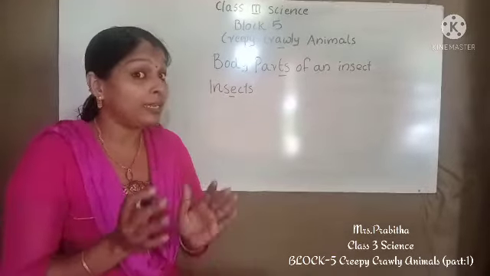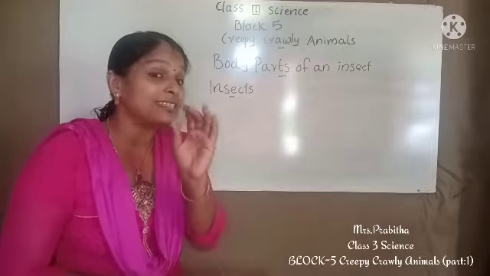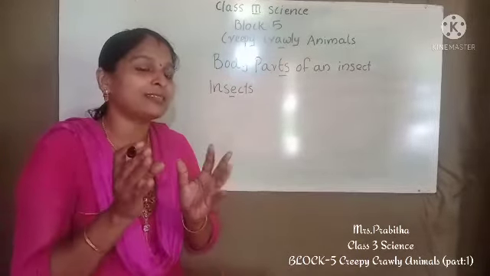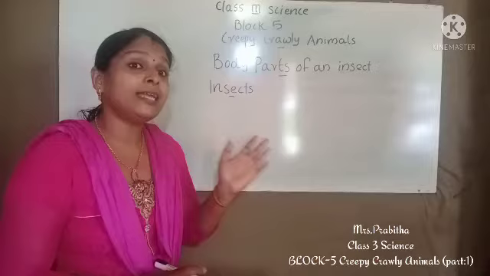How can we understand an animal is an insect? Yes, insects have 6 legs. Small animals that have 6 legs are called insects.